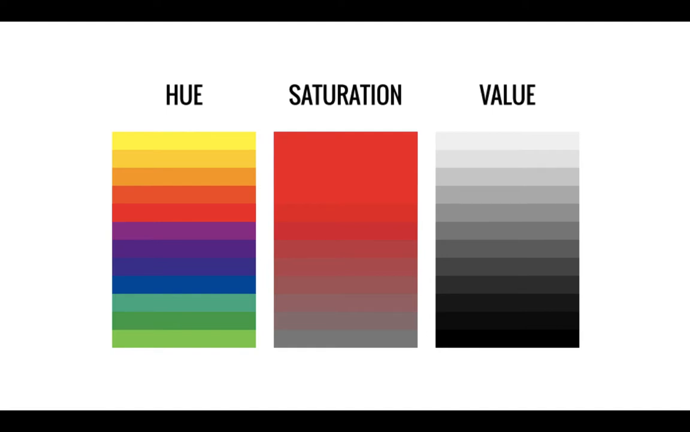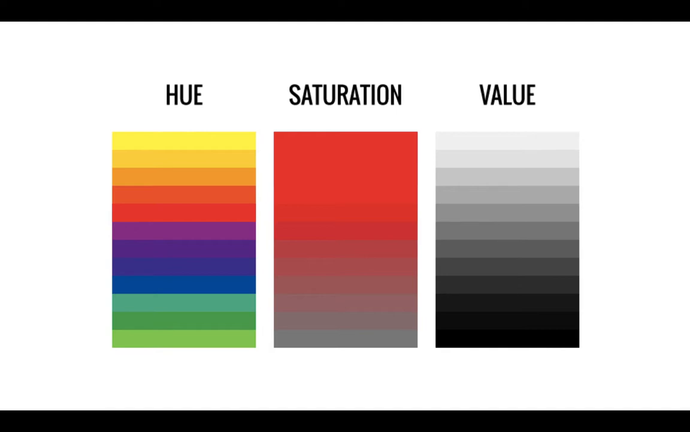There are three properties of color. Value refers to the lightness or darkness of a color. So for a color like navy, the value would be quite dark, whereas a pale color like lavender, for example, is quite light in value.